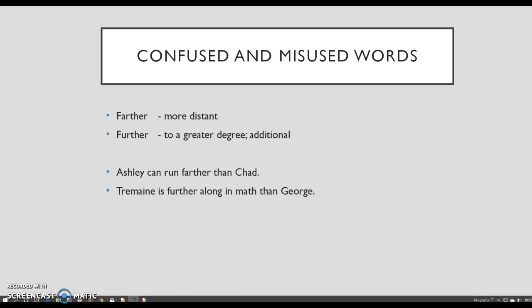Confused and misused words. Farther means more distance, and further means to a greater degree or additional. Ashley can run farther than Chad. That's more distance. Tremaine is further along in math than George. That means he's to a greater degree.